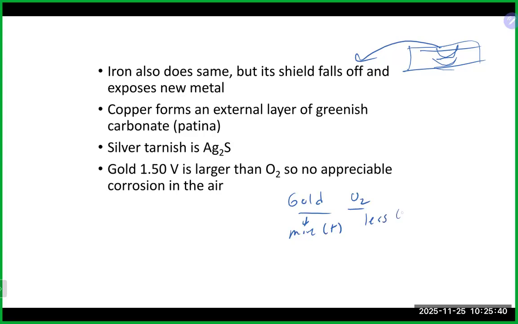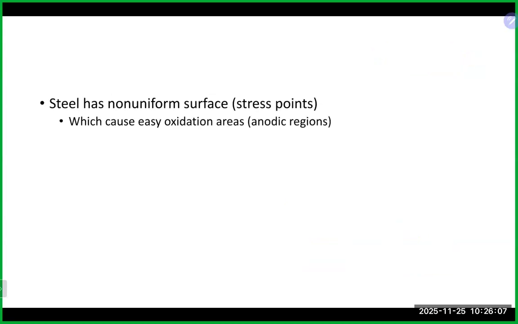It's less positive. So again, in terms of a galvanic cell, that would mean gold would actually end up being the cathode where reduction would occur, and the oxidation would actually occur over here at the oxygen, which would be our anode. So again, it would not go through a lot of corrosion with air because it's not favored in that sense, because gold's going to be your cathode.